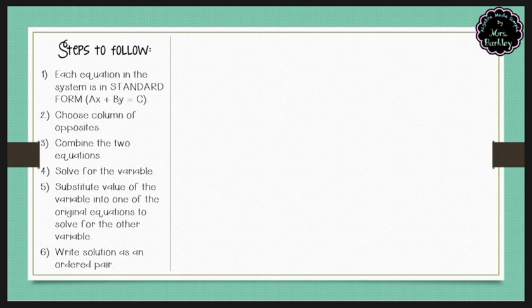So looking at our first system, we have the system 2x plus 4y equals negative 10 and x minus 4y equals 1. So looking at our first step, which states that each equation must be in standard form, recall that x and y are on the same side of the equal sign, and then our constant is on the other side of the equal sign. So looking at our first equation in the system, we have our term with our x and our term with our y on the same side of the equal sign, and our constant on the other side. So this first equation is in standard form.